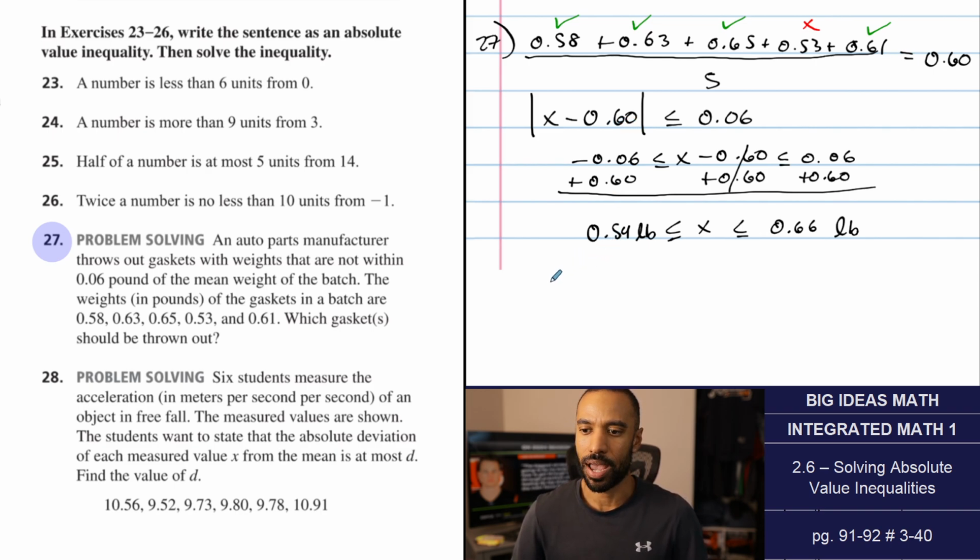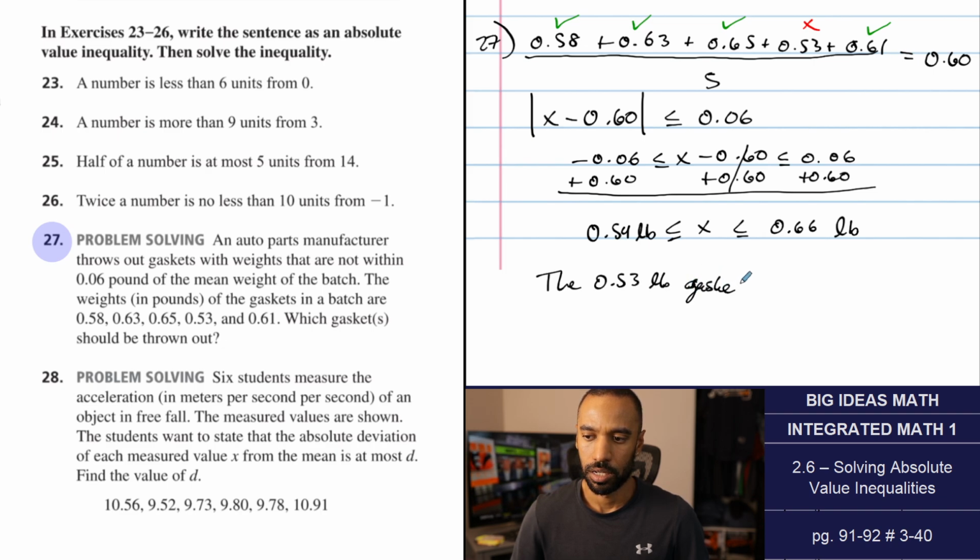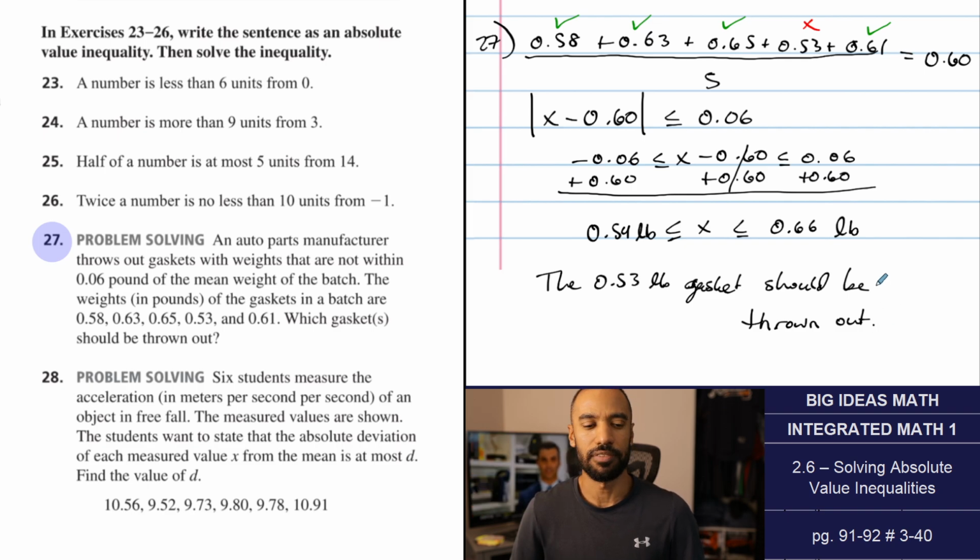Which one do they want? Which gasket should be thrown out? The 0.53 pound gasket should be thrown out. It doesn't fit within that range. There is an absolute deviation.